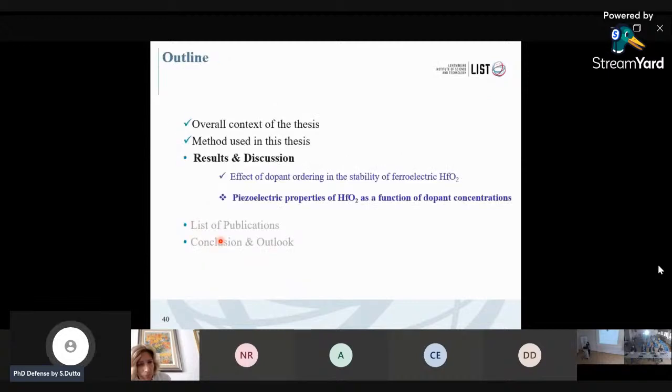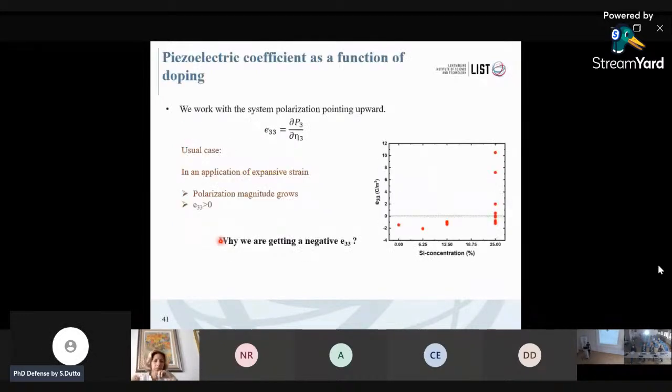With this, let's go back to where we started: the piezoelectric properties of hafnia as a function of dopant concentration. This time, let's see if we can understand the piezoelectric response. Here I work with the system polarization pointing upward. As you can see from this figure, one fact we did not pay attention to before is that we are getting a negative e33.